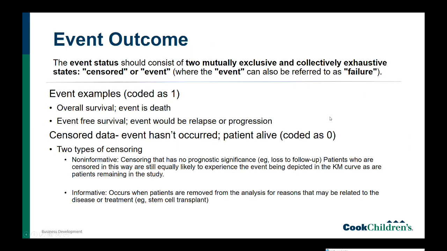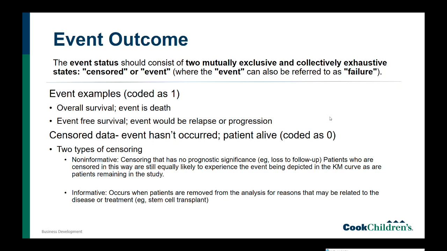Okay, so let's talk about the event outcome a little bit more. So your event status consists of 2 mutually exclusive and collectively exhaustive states. Your patients are either censored or they had an event. Those are your only 2 options for their outcome or their status. So event examples, which we typically code, I always code it as 1, you can code it as however you want, but I typically code events as 1 and censored as 0. Some examples of this for, like I said, overall survival, your event is death. Event-free survival, your event would be relapse or progression.